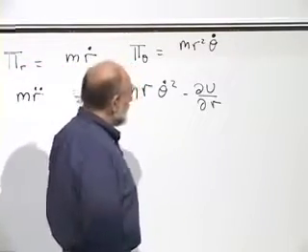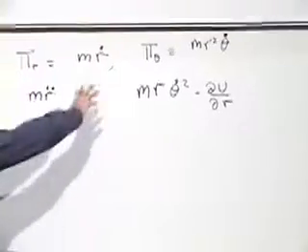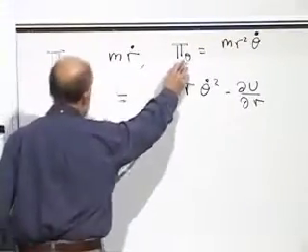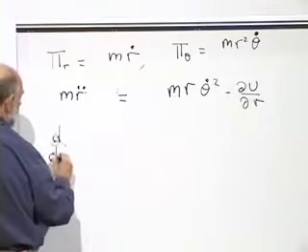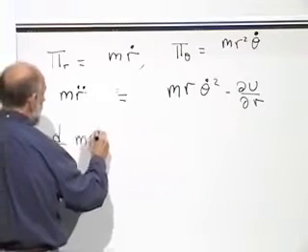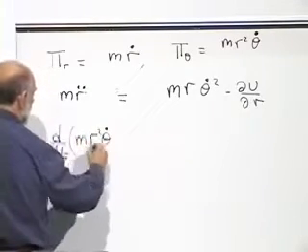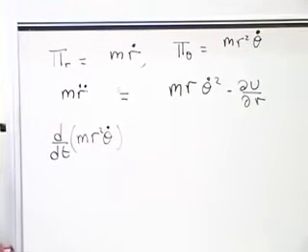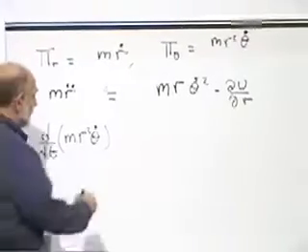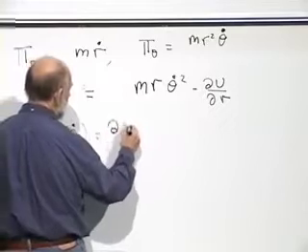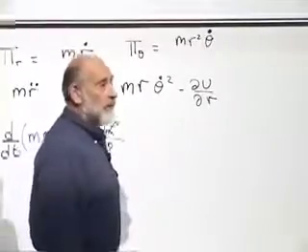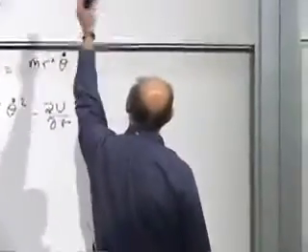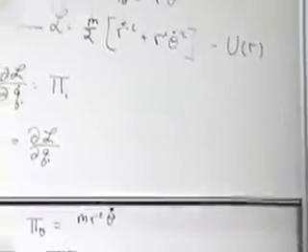That's pi sub theta. Now let's write down the equation for pi sub theta. It's d by dt of pi sub theta, which is d by dt of m r squared theta dot, the whole thing. That's equal to the derivative of the Lagrangian with respect to theta, dL by d theta. Well, take a look at that Lagrangian. Do you see theta in it anywhere? I don't. I see r, I see r dot, I see theta dot, but I don't see theta.